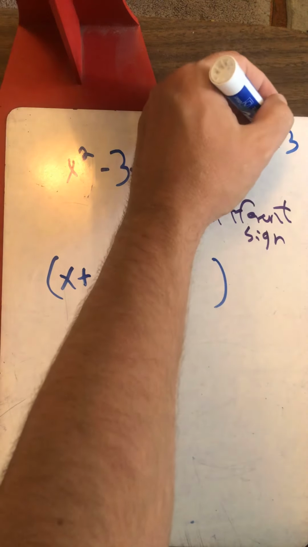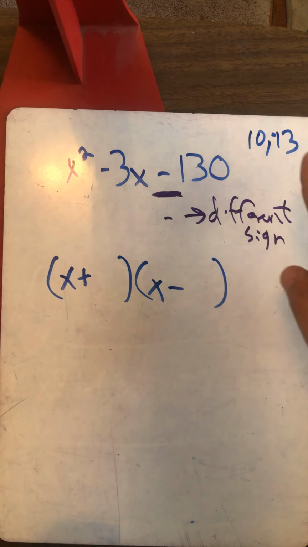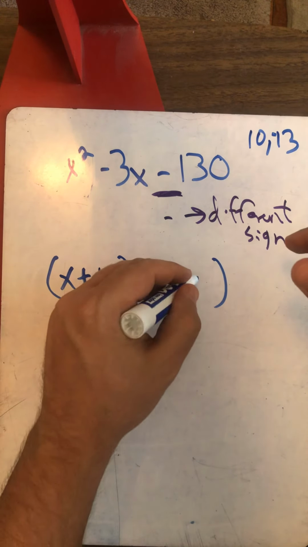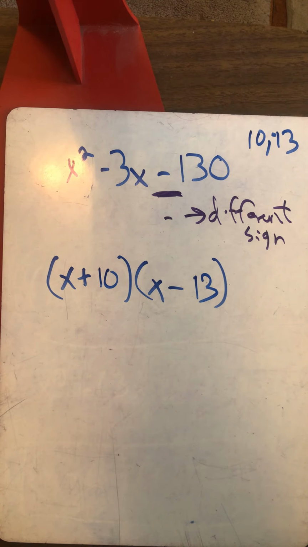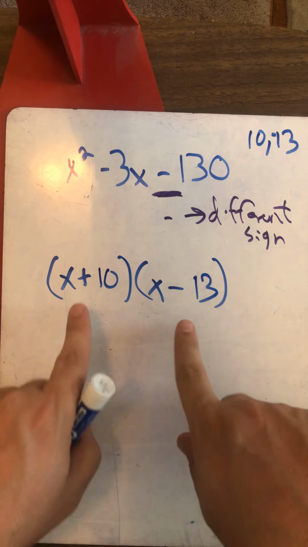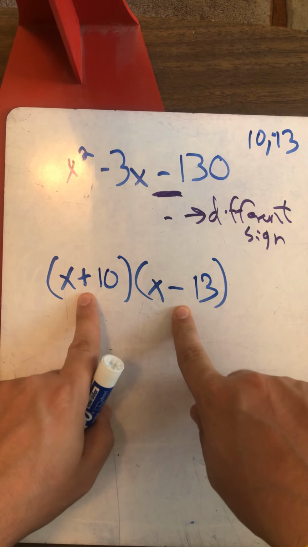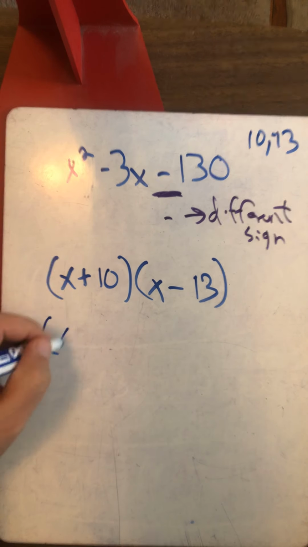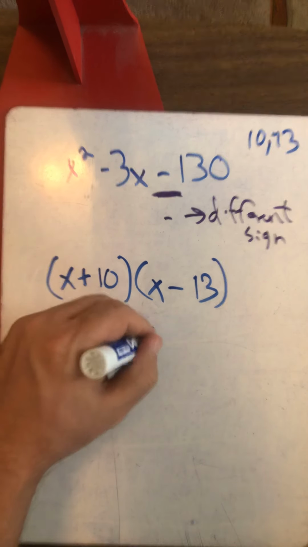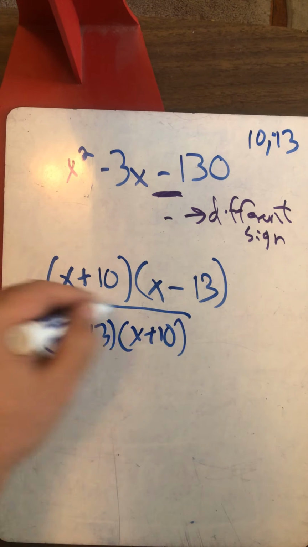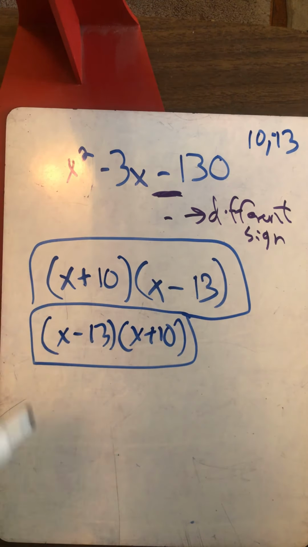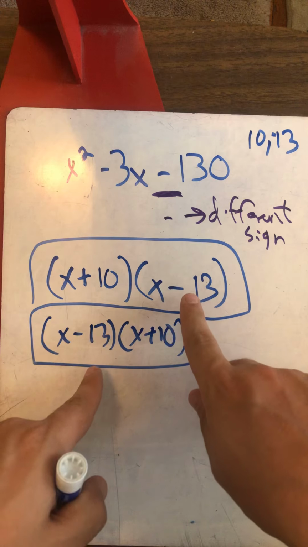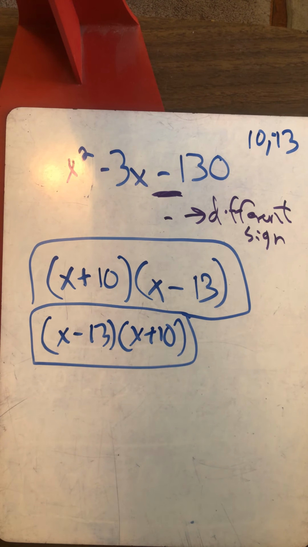So since it's 10 minus 13, now position matters. I'm going to put the 10 with the plus. I'm going to put 13 with the minus. Earlier when we were doing it, the order did not matter, but here, as long as the 10 is with the plus and the 13 is with the minus, that's all that matters. So it could either be this or this. Either one of these two would work perfectly fine. x plus 10, x minus 13. As long as they're both accounted for, you're golden.